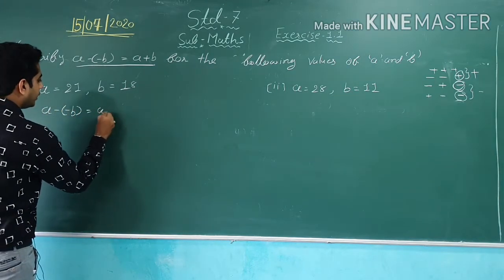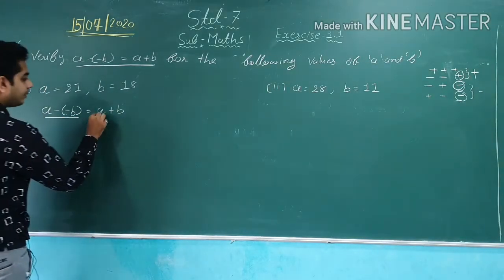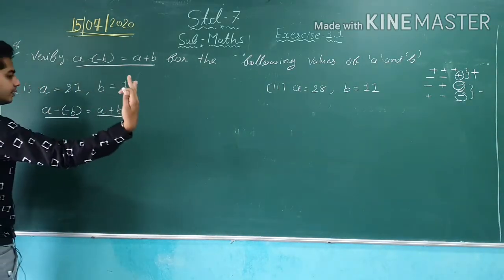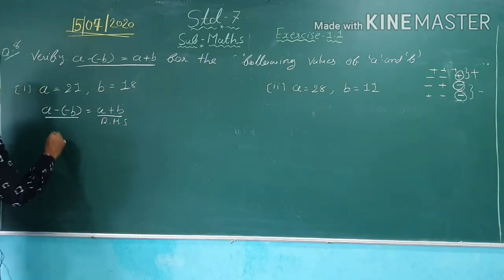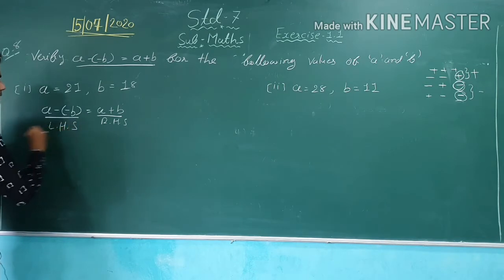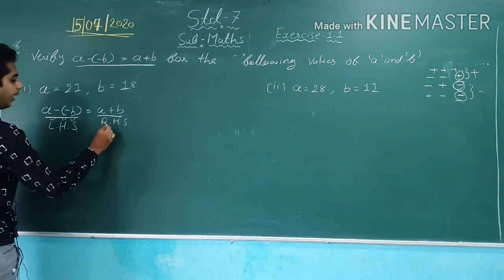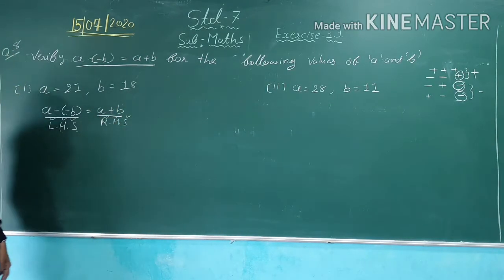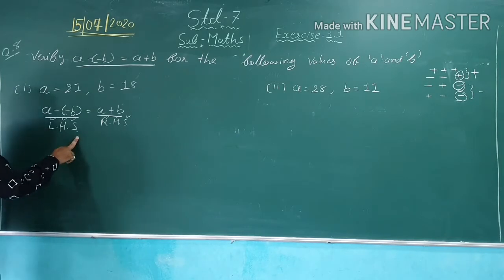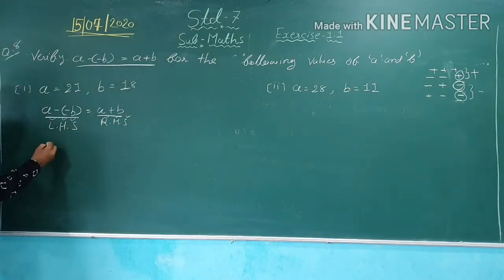So a plus b. This one becomes left hand side and this one becomes right hand side. LHS means left hand side, RHS means right hand side. Understand? The full form of LHS is left hand side and the full form of RHS is right hand side. So let's perform this one.